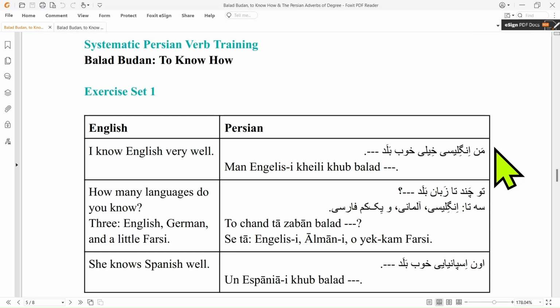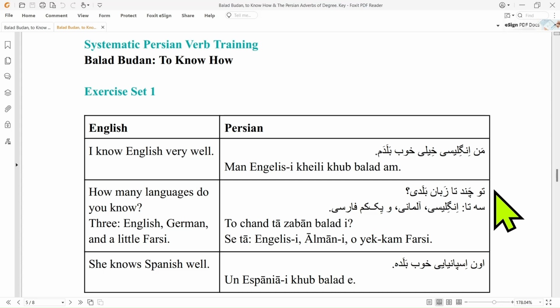Now let's practice. I know English very well, or I know how to speak English very well. من انگلیسی خیلی خوب بلدم. How many languages do you know? 3. English, German, and a little Farsi. تو چند تا زبان بلدی؟ 3 تا. انگلیسی، آلمانی و یکم فارسی.